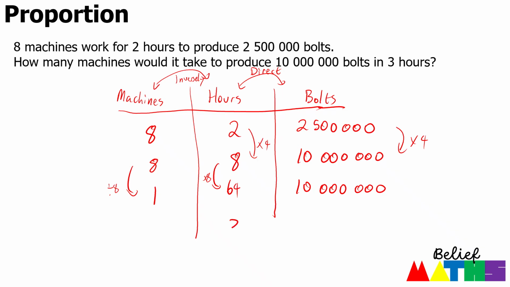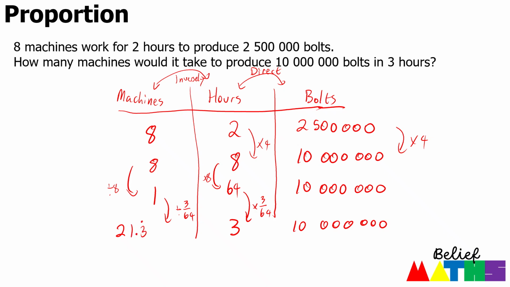And then finally I want to get to 3 hours, again for 10,000,000 bolts, so one thing will always stay the same every time. So to get from 64 down to 3, my scale factor is just times 3 over 64. So I can do the same thing here, 1 divided by 3 over 64 gives me an answer of 21.3 recurring.